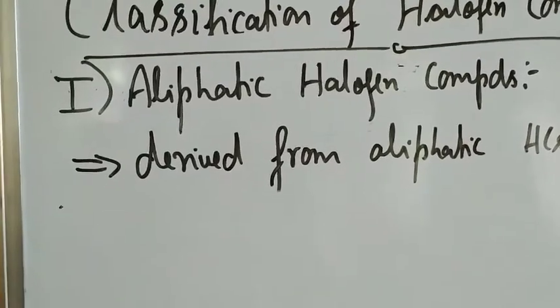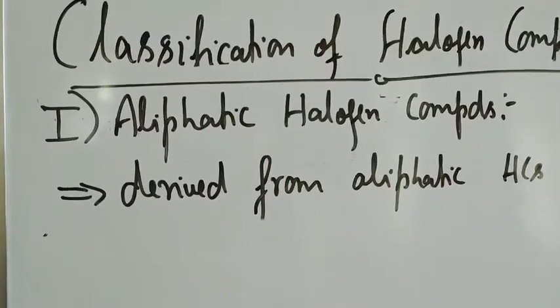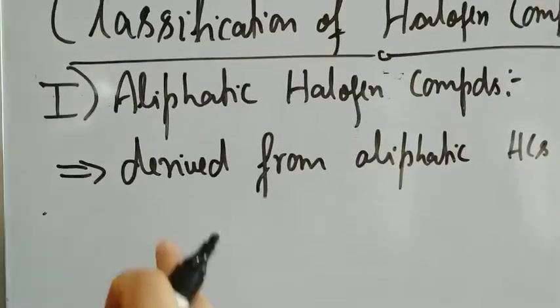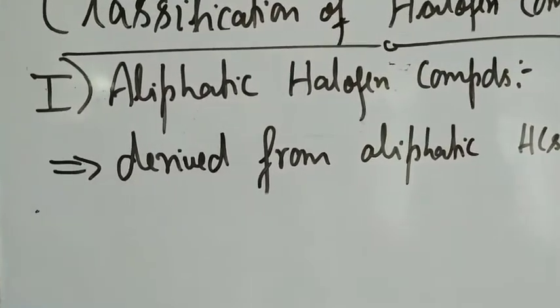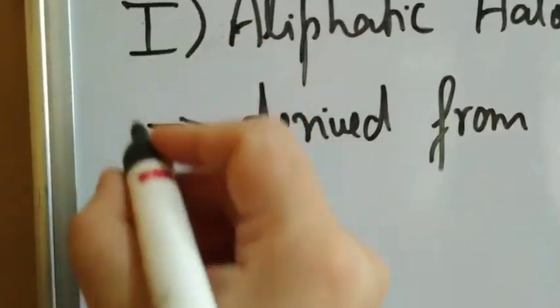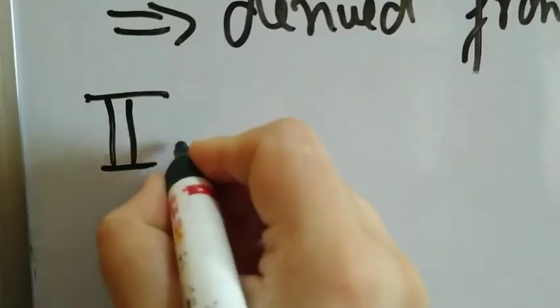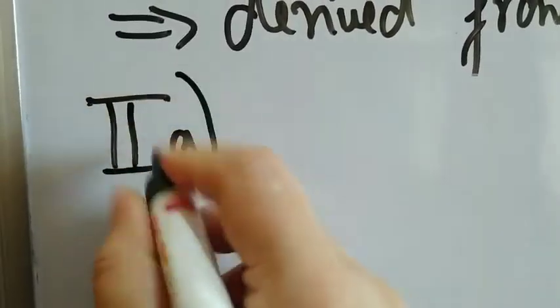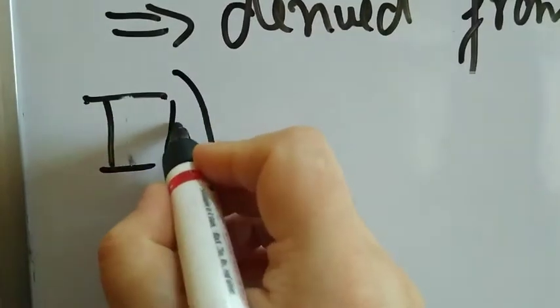Hi again. So continuing with the classification, aliphatic halogen compounds हम पढ़ रहे हैं. Halogen compounds which are derived from aliphatic hydrocarbons. We are done with 1A. Let's take a look at 2A. No, sorry, we'll be doing 1B.